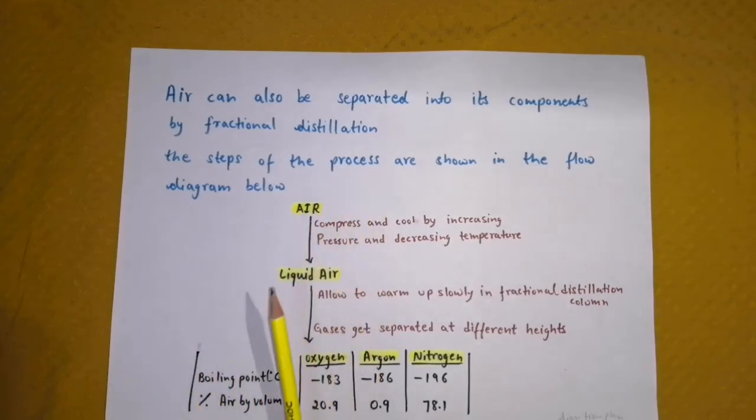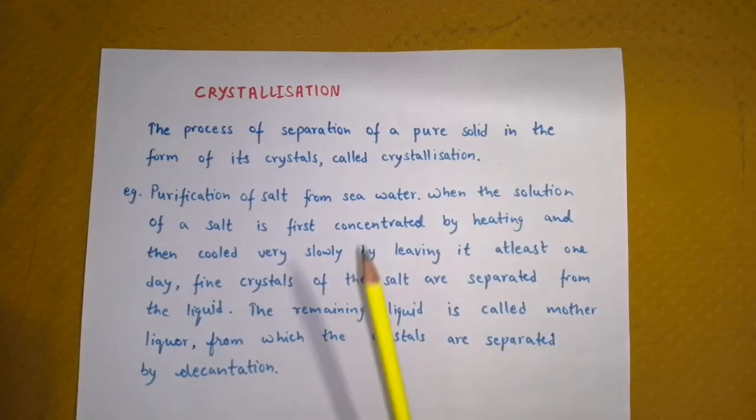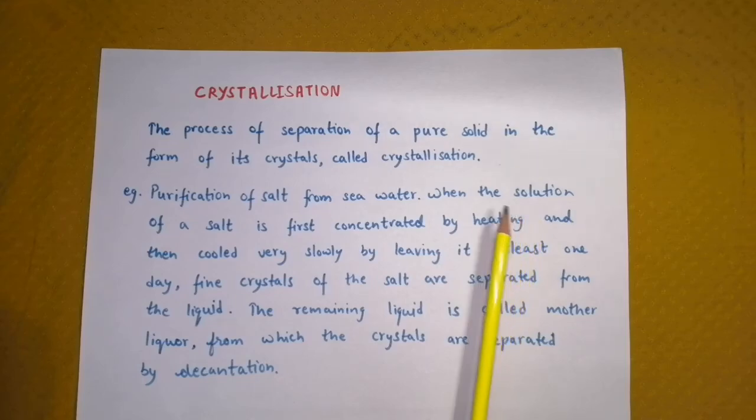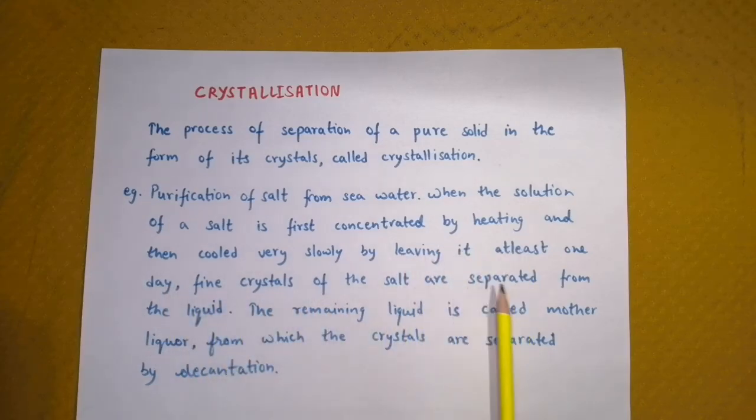First, we liquefy air by increasing pressure and decreasing temperature. Then this liquefied air is allowed to warm up slowly in a fractional distillation column, and the gases get separated at different heights. Crystallization. Separation of pure solid in the form of crystals is called crystallization. Like purification of salt from seawater. When a solution of salt is first concentrated by heating and then cooled very slowly by leaving it for at least 1 day, fine crystals of salt are separated from the liquid. Then these crystals are separated by decantation.